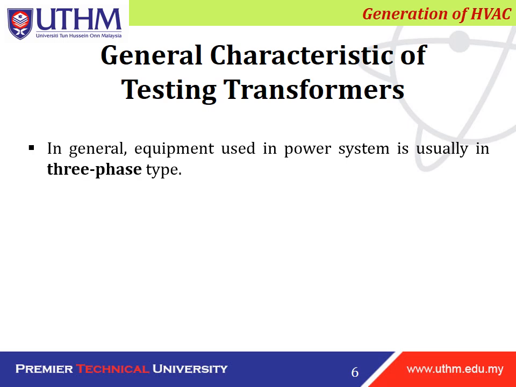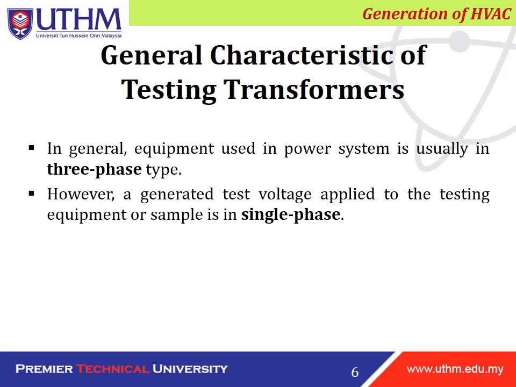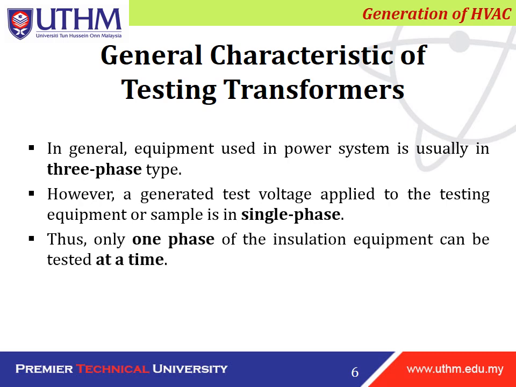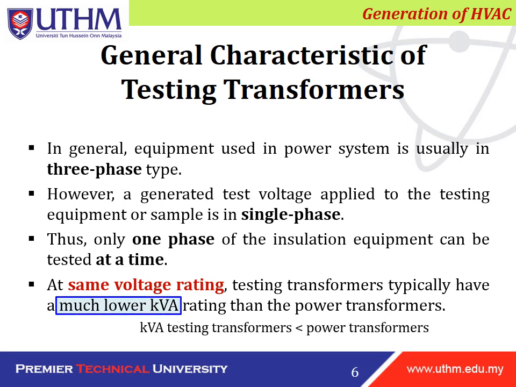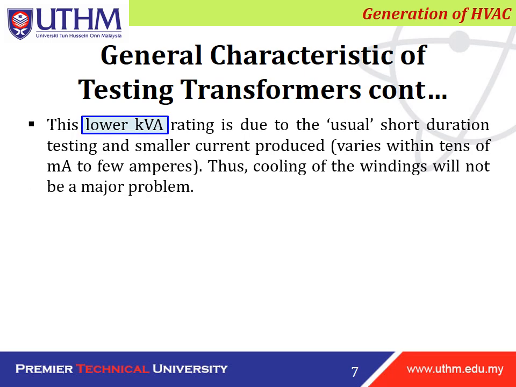So in general, equipment used in a power system is usually of the 3-phase type. However, the generated test voltage applied to the testing equipment or sample is single phase. Thus, only one phase of the insulation equipment can be tested at a time. So, at the same voltage rating, a testing transformer typically has a much lower kVA rating than the power transformer. In simple words, the kVA of the testing transformer is lower than that of the power transformer. This lower kVA rating is due to the usual short-duration testing and smaller current produced. Thus, cooling of the winding will not be a major problem.